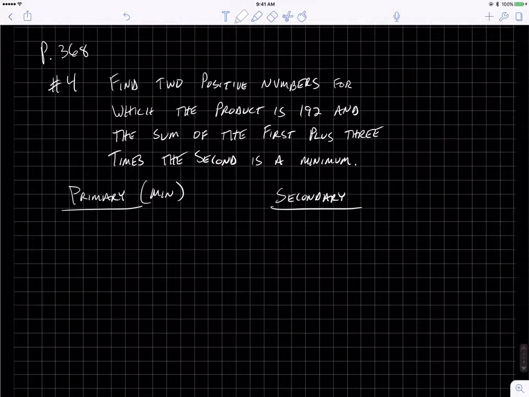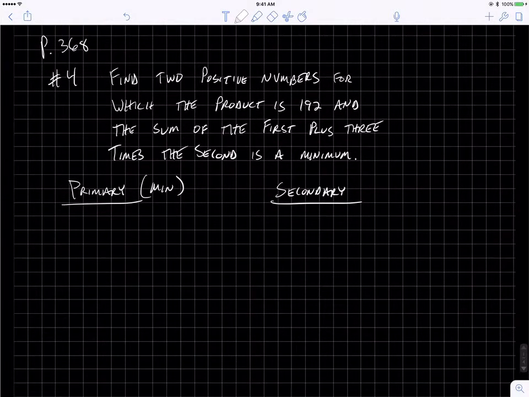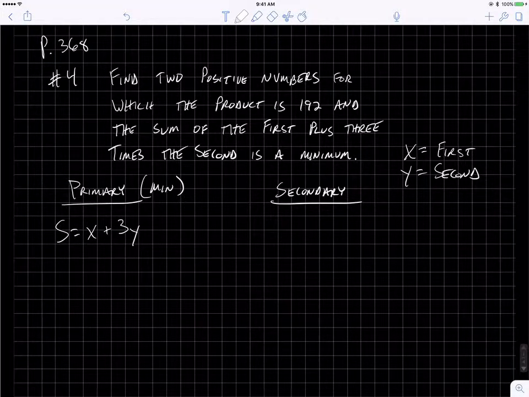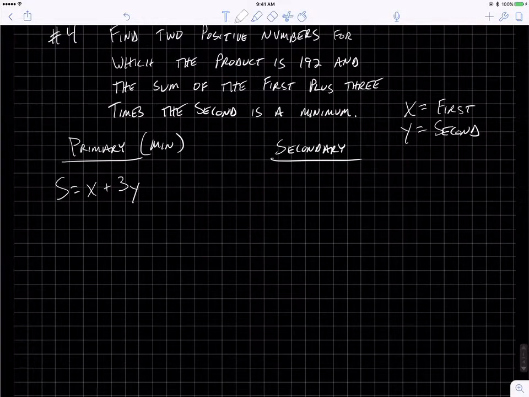Let's look at the 4 problems that I assigned you for optimization. So this first one, you need 2 positive numbers. So we'll say the first positive number is x, and the second one is y, since we don't know what they are. The primary is that their sum is equal to the first plus 3 times the second. That's the optimization equation, the primary equation. That's the thing that we want to maximize.